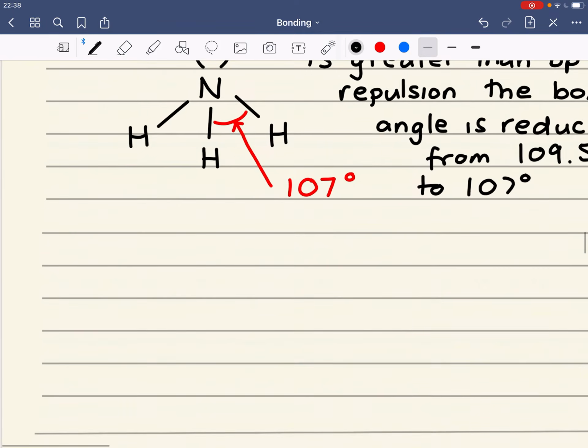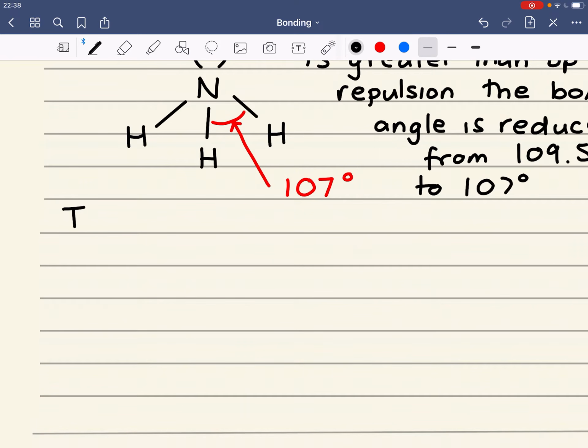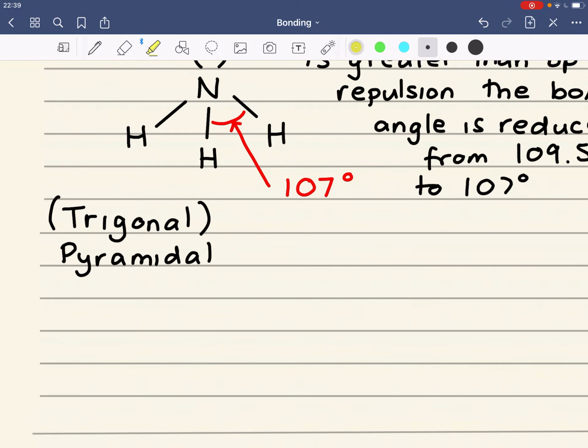Now, the name of this molecule is something that you do need to be aware of, and it's called trigonal pyramidal. Sometimes we don't really need the trigonal. In the exam, it would accept if you simply put pyramidal.